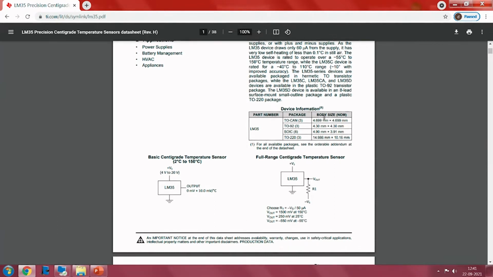So T92, and the body size, the dimensions of it is everything shown here, right. So they have also given the way to connect it. So as I told you, since it is an active sensor, it is required to provide an input voltage, and based upon the temperature, it gives an output. Since it is a 3-terminal device, the connections have been provided, right.